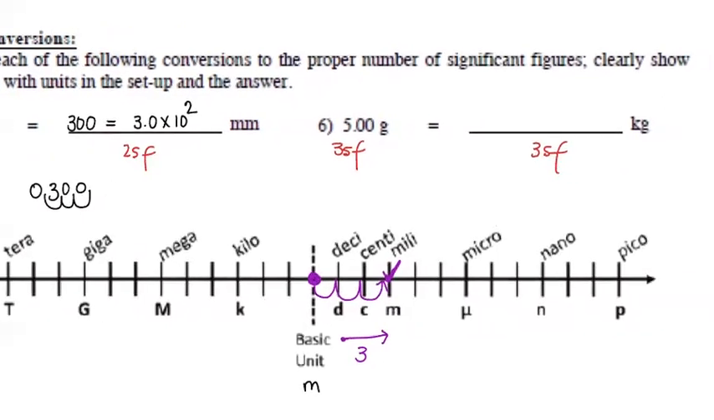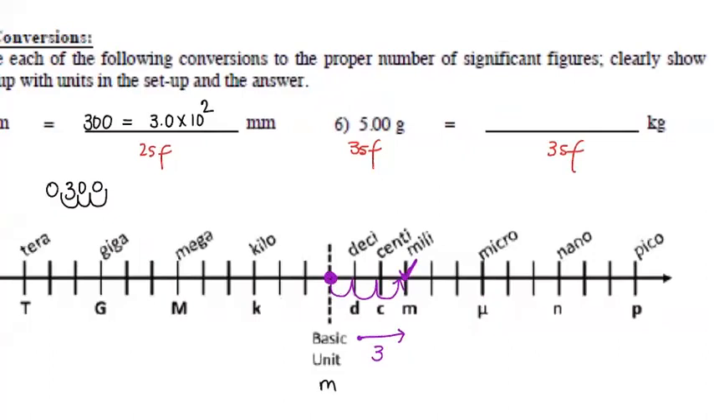But for now, take a moment. Change from grams to kilo. Let's make the conversion of 5.00 grams to kilograms and make sure that your answer has 3 sig figs?